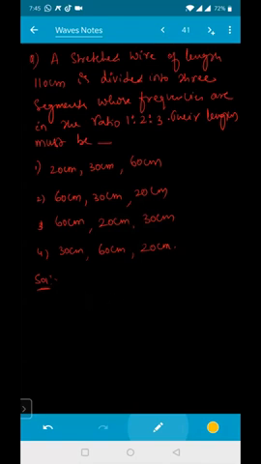The stretched wire of total length is how much, beta? 110 centimeters. It is divided into three segments whose frequencies are in the ratio of 1:2:3. Their lengths must be equal to how much? Just now I told you the previous condition.